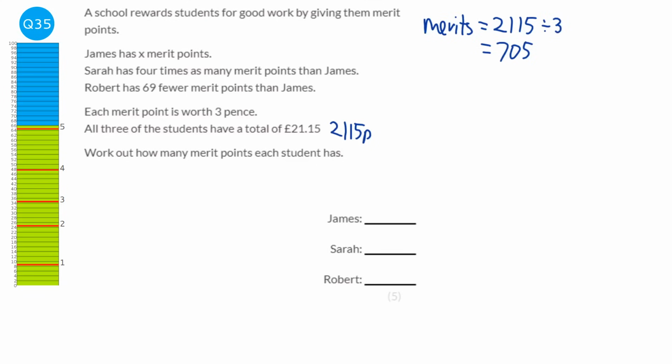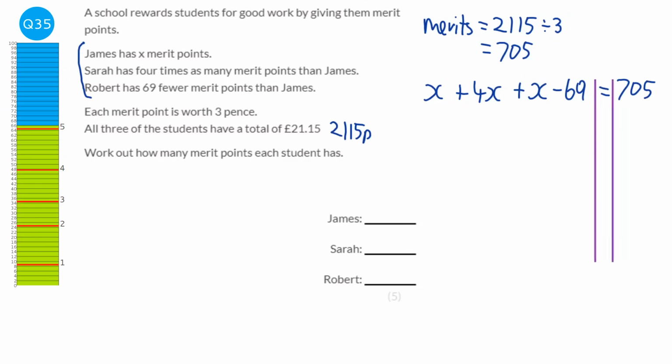Next, have a look at this part here, where it says James has x merit points. Sarah has 4 times as many points as James, so she's going to have 4x. Robert has 69 fewer merit points than James, so he's going to have x minus 69. And we know that that equals 705 because we've just worked that out. And this feels like a solving coming on. So we've got x plus 4x plus x, which is 6x.